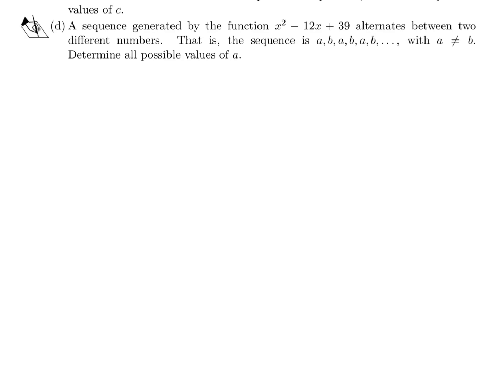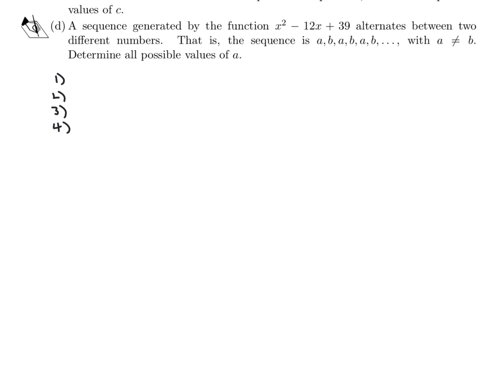A sequence generated by the function x squared minus 12x plus 39 alternates between two different numbers. That is, the sequence is a, b, a, b, a, b, and so on, with a not equal to b. Determine all possible values of a. Okay, so we have the first number, the second number, the third number, fourth number, and so on, right? So let me see here.